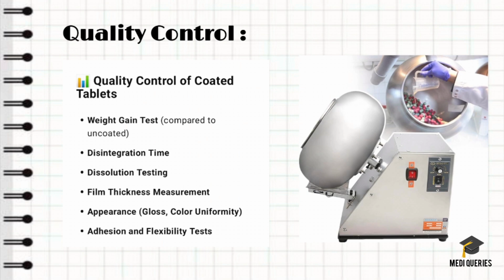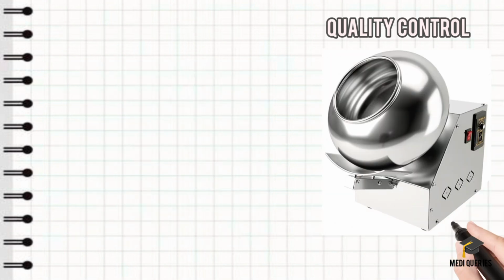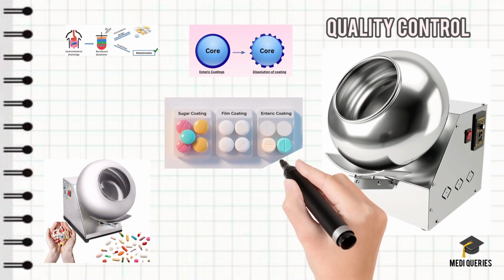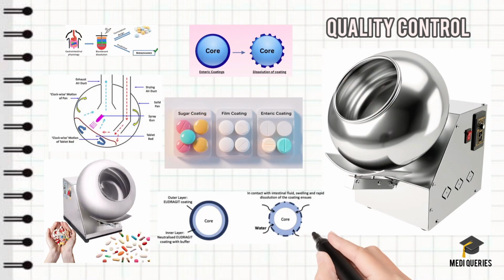And next one is the dissolution test. According to the monographs of the IP, we have to conduct this dissolution test. It's simply like an assay. Film thickness also needs to be measured, and we have to check the appearance of the product by color uniformity. All these tests need to be conducted for the quality control of these tablets.